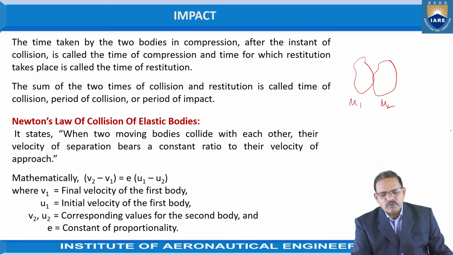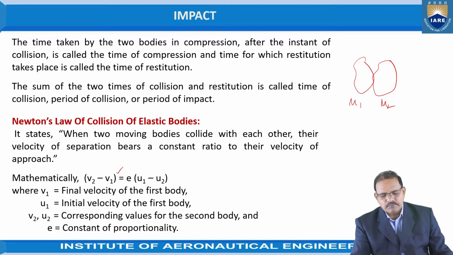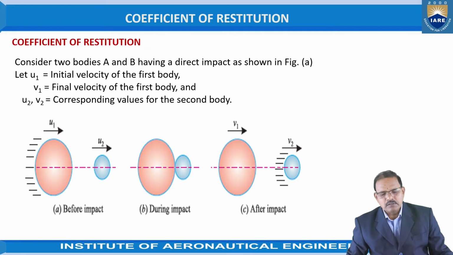According to Newton's law of collision, the velocity of separation always bears a constant ratio with the velocity of approach. That means v2 minus v1 is equal to e into (u1 minus u2), where u1 and u2 represent the initial velocities of the bodies before the collision, v2 and v1 represent the velocities of the bodies after the collision, and e is called the constant of proportionality. It is also called the coefficient of restitution.